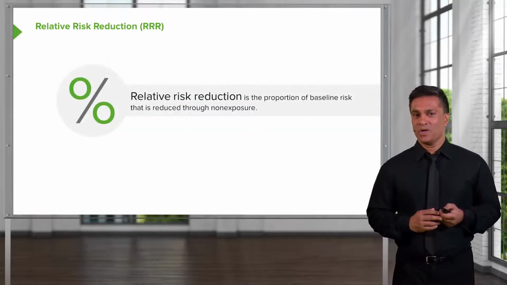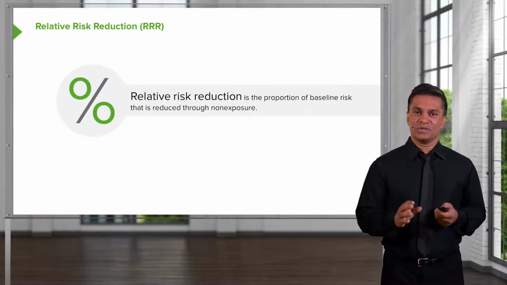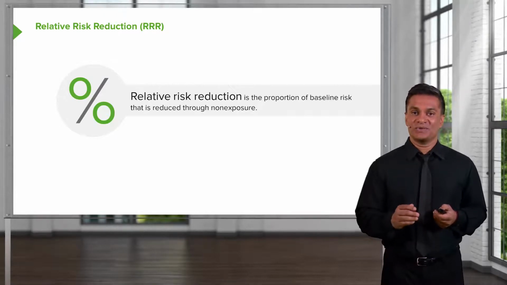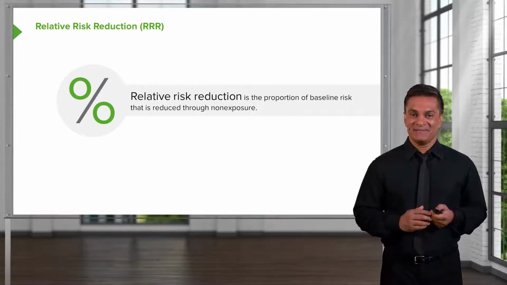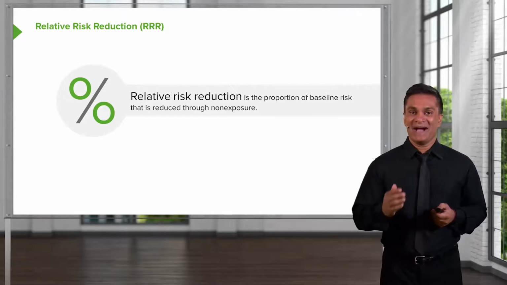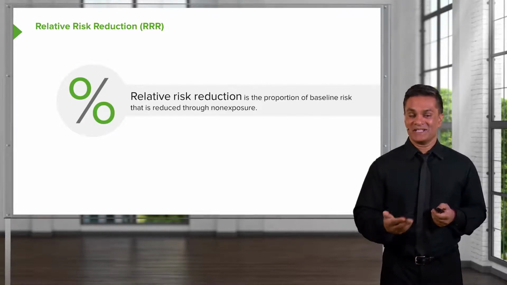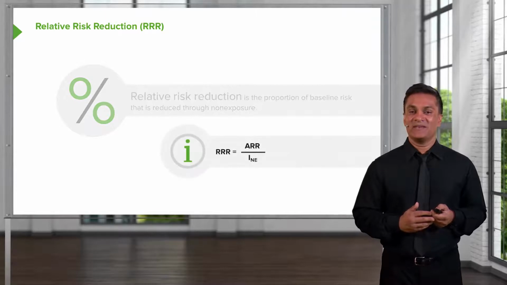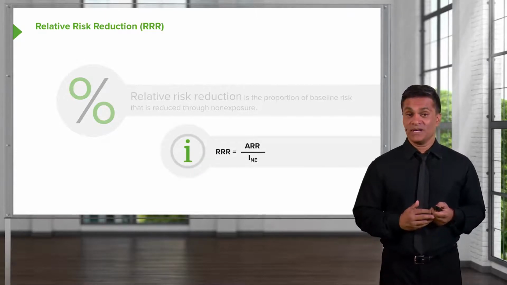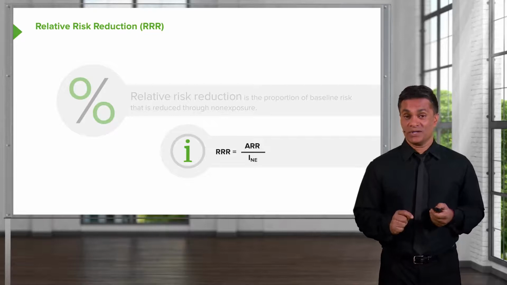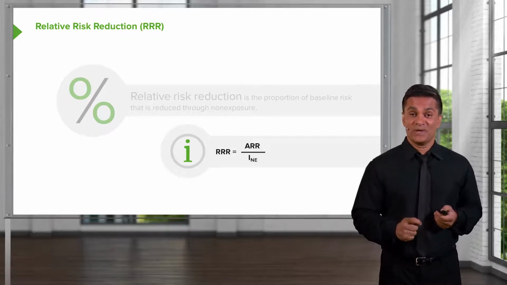Now, there's something called relative risk reduction. This is the proportion of baseline risk that is reduced through non-exposure. What does that mean? It means if I don't smoke, how much less lung cancer can I expect in the population? And it's given by this formula. A relative risk reduction is the absolute risk reduction divided by the incidence rate in the unexposed group.